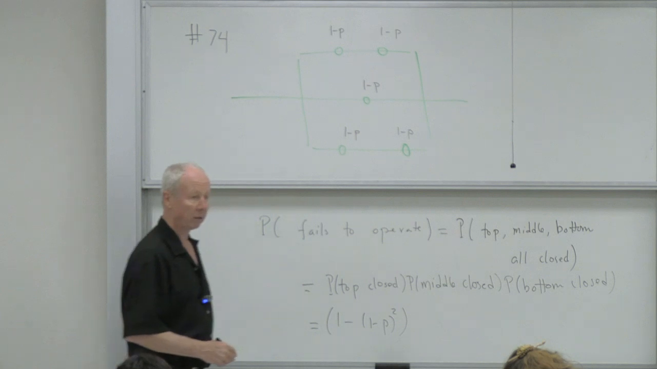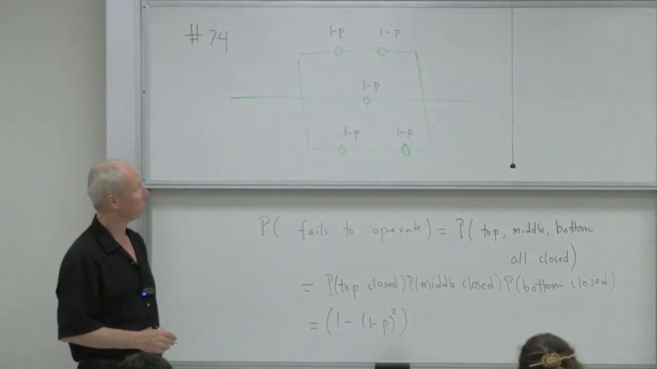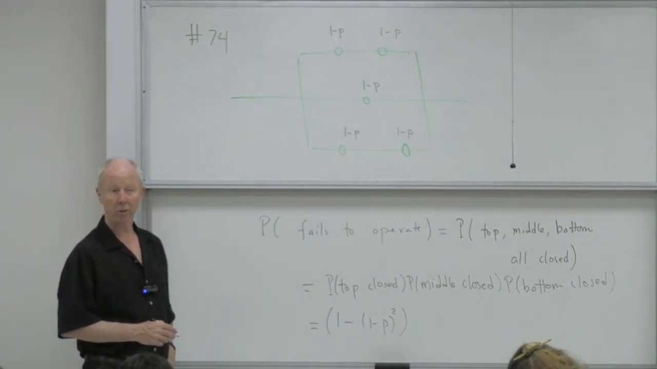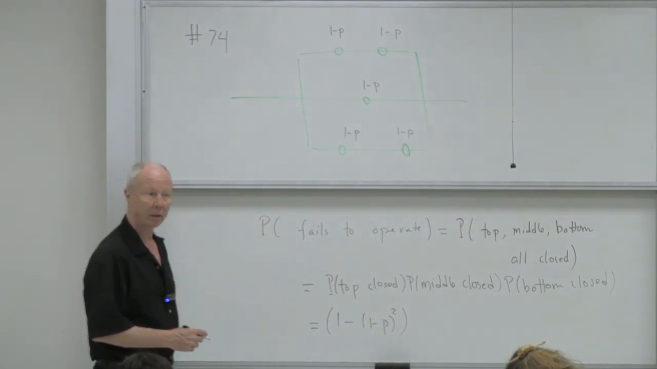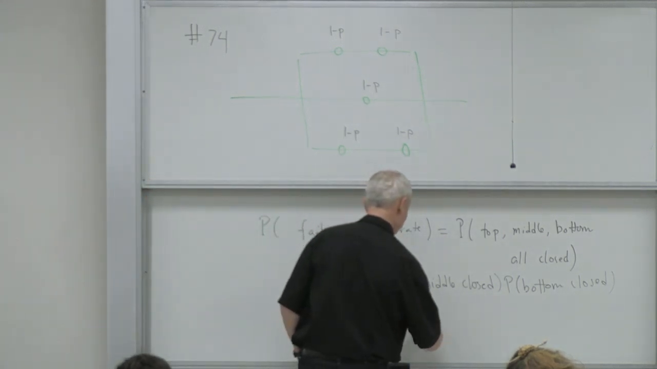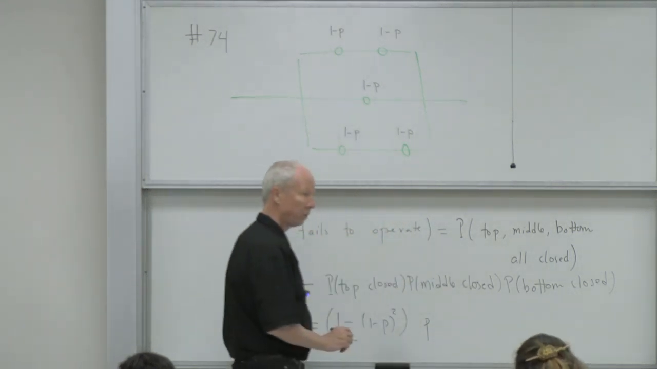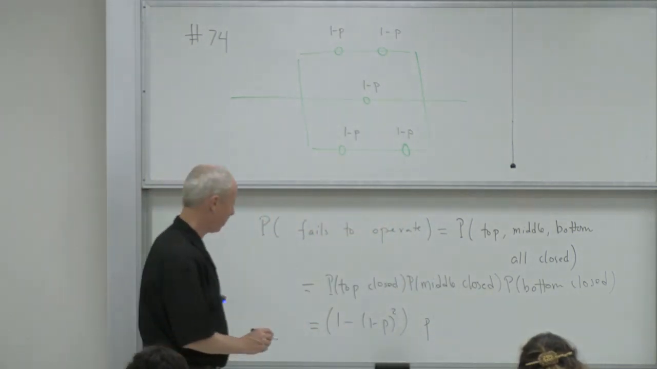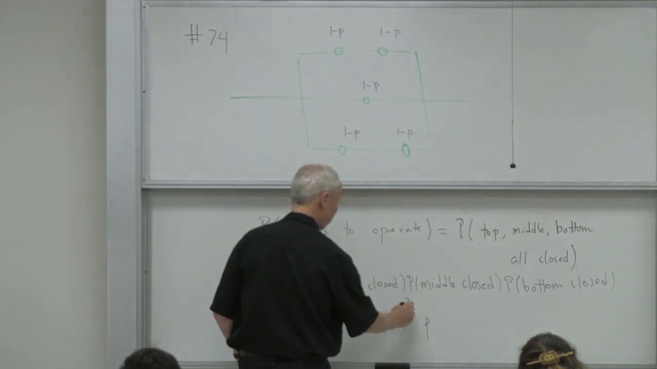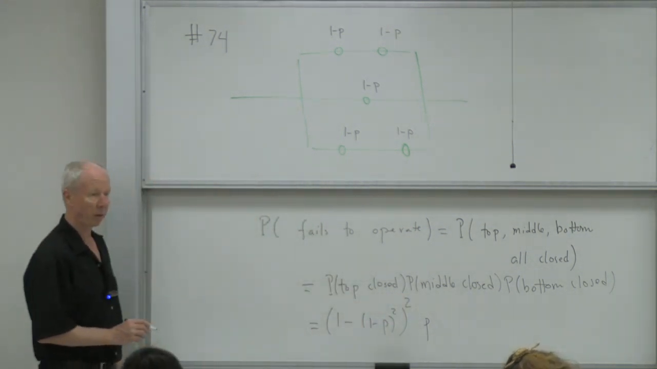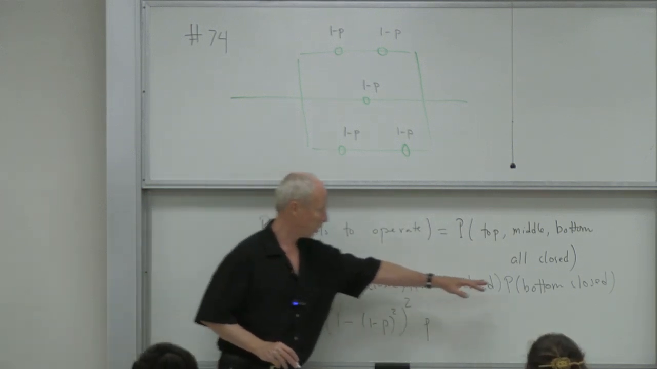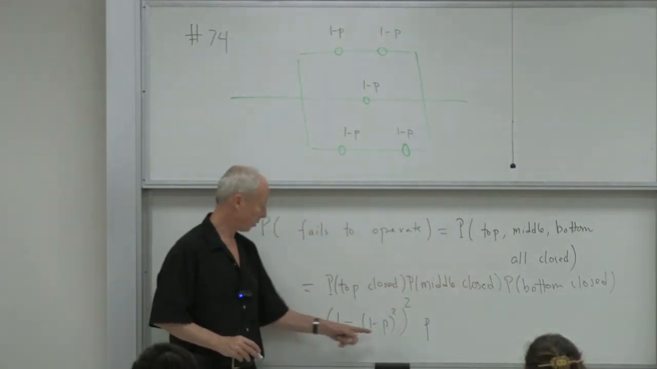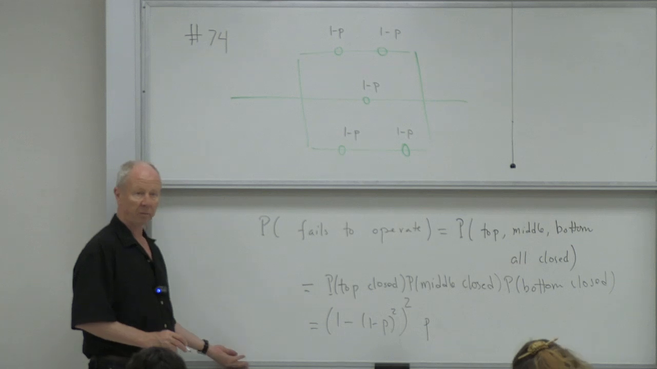And what's the probability the middle is closed? Well, there's only one faucet or whatever there. And that would be probability p, right? And then for the bottom to be closed, that looks like the top. So we just square that. Everybody see what I did? This is the same as this, so I just took this term and squared it.